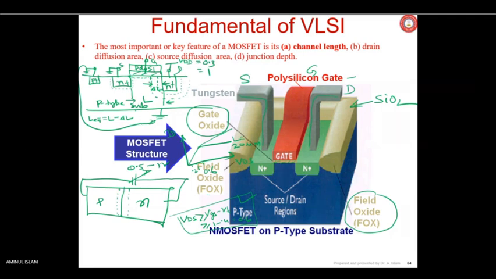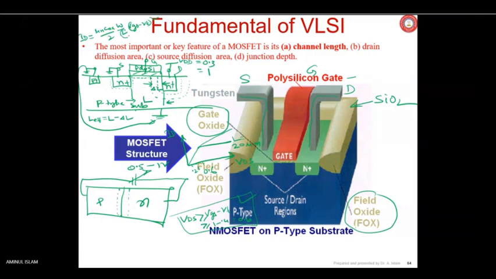So from the current equation also, we have seen that ID equals, if I write the saturation region equation, mu n C ox W by L by 2 into VGS minus VT. This was the equation for saturation region.